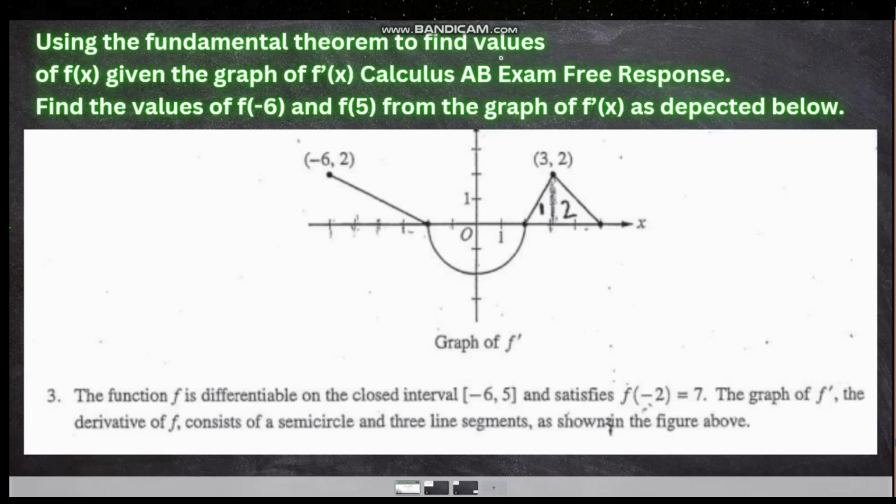in fact calculating the values of f of -6 and f of 5 from the graph of f prime of x as depicted below. You're going to have to excuse my spelling if I spelled anything wrong on this, by the way. So in the first one, we're going to consider f of -6 in this problem. Now we are given the initial condition down there where f of -2 is equal to 7.